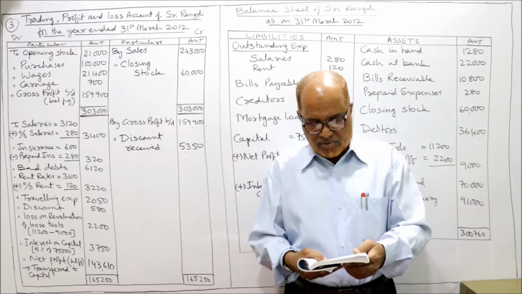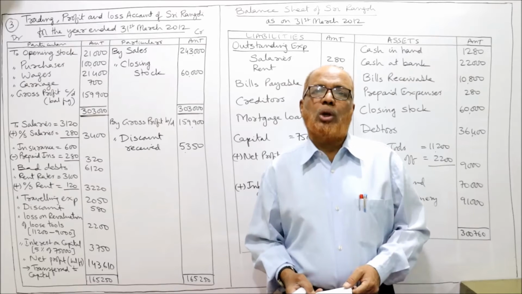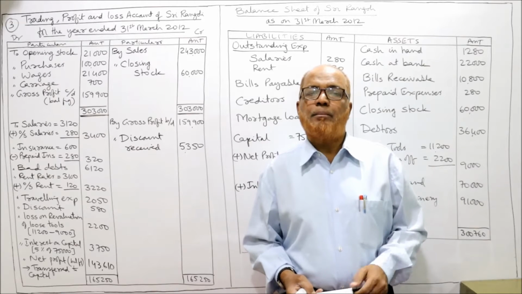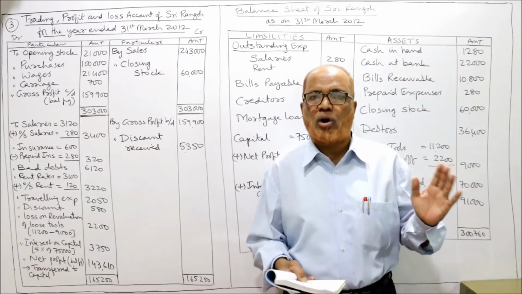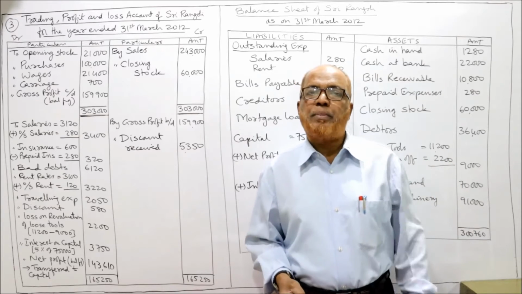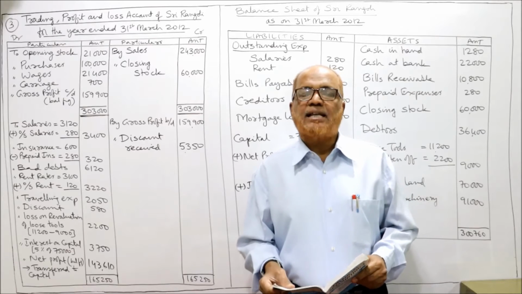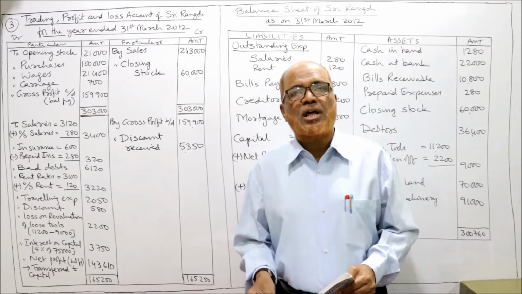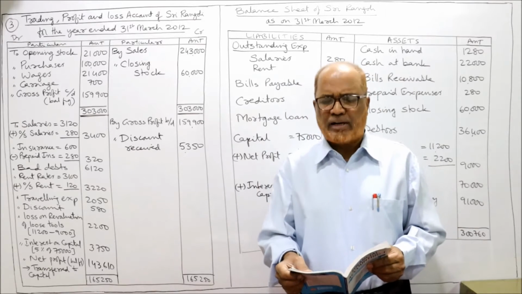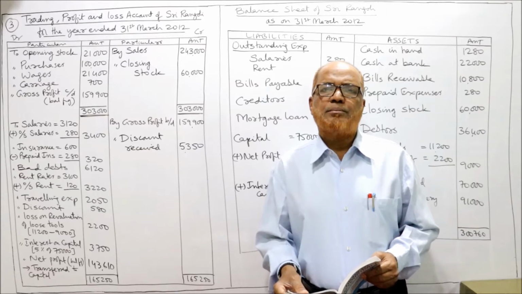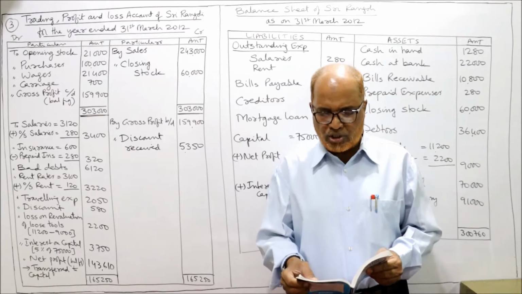Now credit side items. Mortgage loan: this is a liability, on the liability side of the balance sheet. Bills payable, again a liability. Then sales, trading account credit side. Only once it will come. Creditors, liability side of the balance sheet.